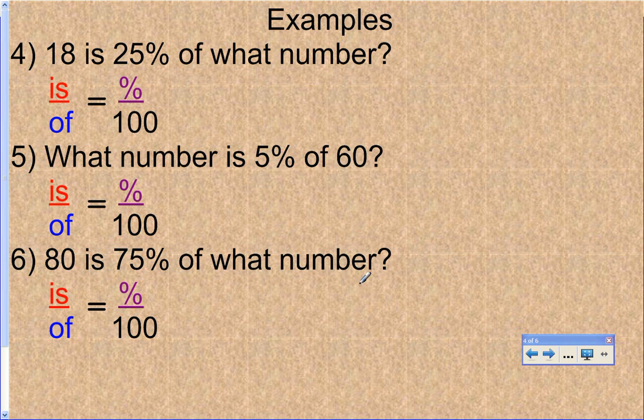All right, last 3 examples. So these I didn't color code. All right, so let's look at 18 is 25%. So we're going to put 18 in the is spot, 25 in the percent spot, and that means we're trying to find the of. Cross multiply and divide. So we have 18 times 100, which I'm punching in my calculator right now, divided by 25 equals 72.